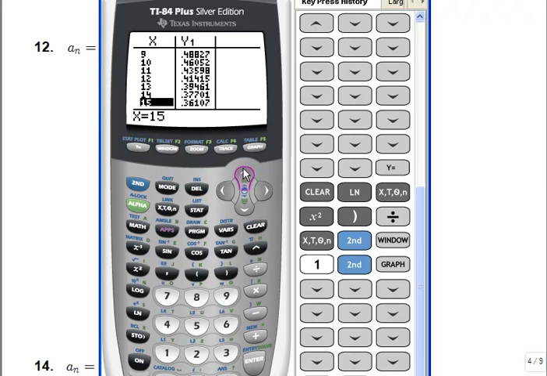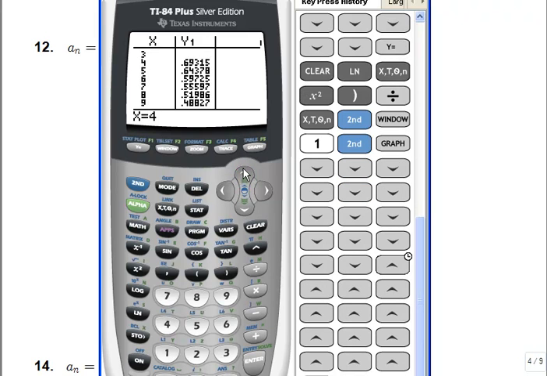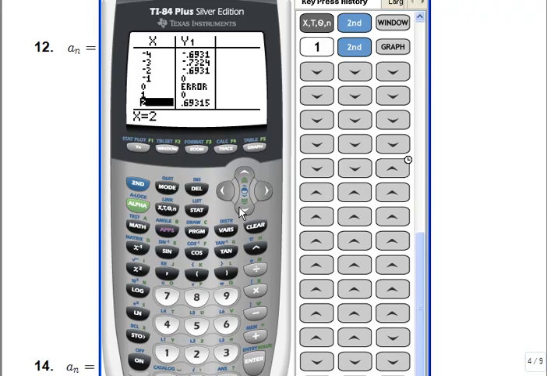Okay, so we have our first 5 terms. Again, I'm not going to copy those down, but you can see them right here on the screen. Oops, I went too far. And so those would be your first 5 terms, and now to see whether or not this converges, we're going to take a look at that limit.